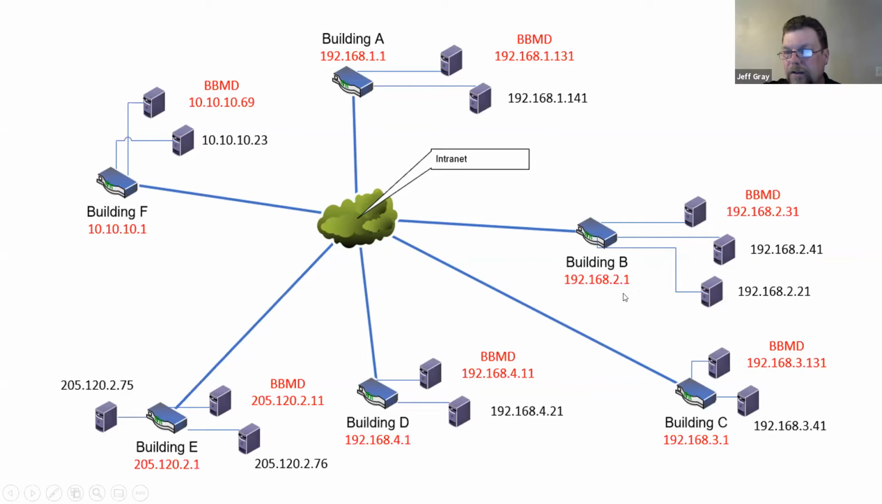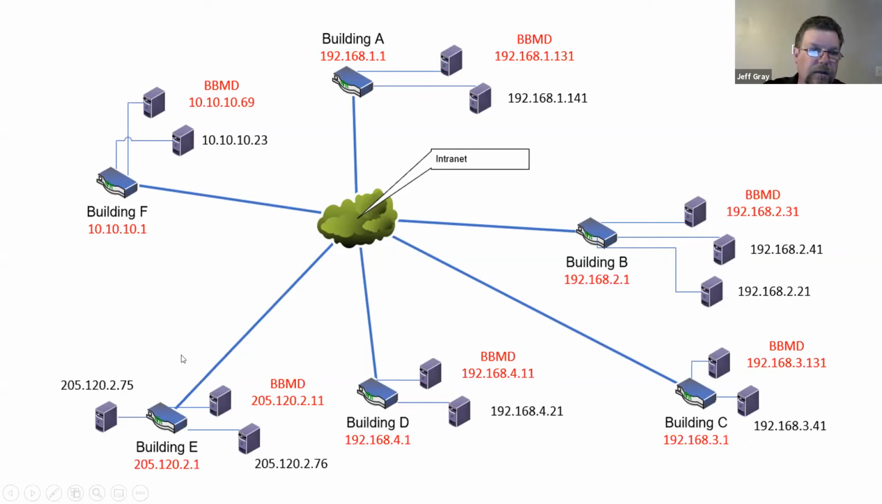Building B is on the 192.168.2 network. The router is .1, which is your gateway. The BBMD on this one is 2.3.1, and this one has two devices. You can have 30 devices, 100 IP devices on each network. The amount of devices in the network is kind of irrelevant. Once you get into that network, you can talk to everyone. It's the BBMD, and only having one, that is really important. Building C is on .3.1. Building D is on .4.1.